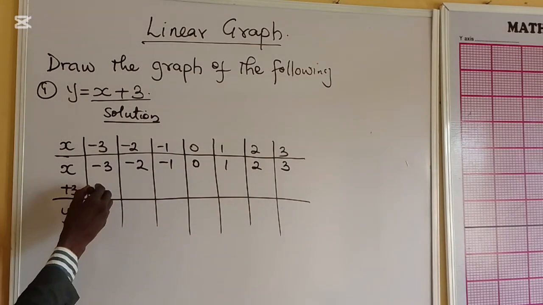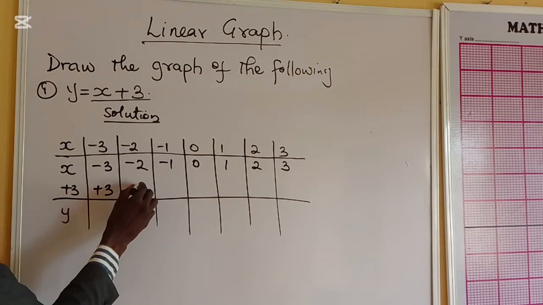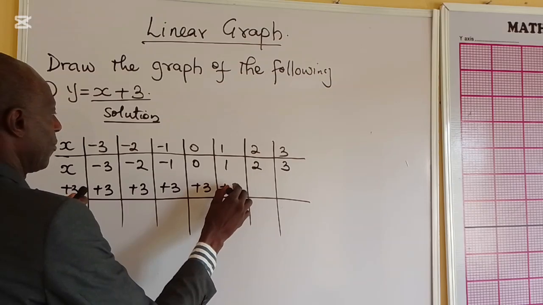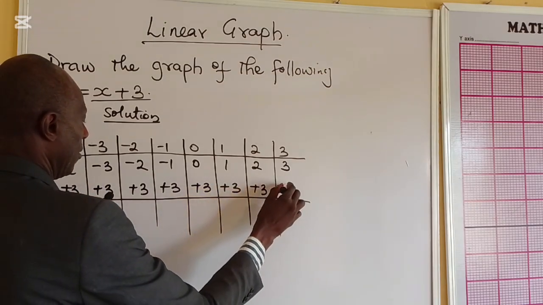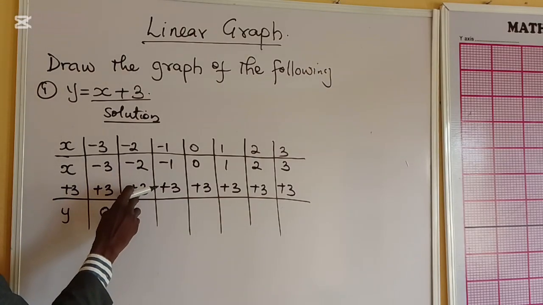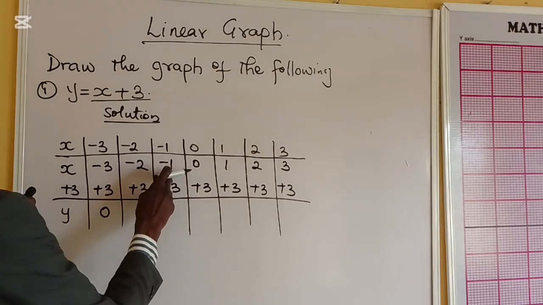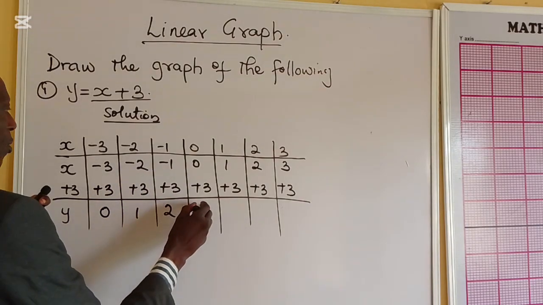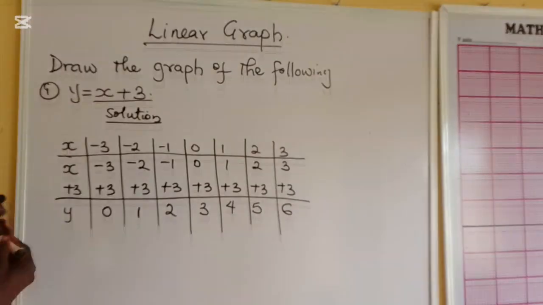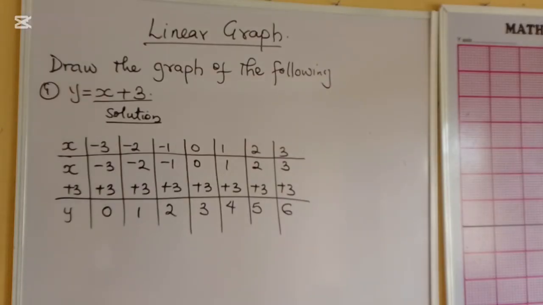Now, here is a constant number, which is plus 3. You add the constant number across: plus 3, plus 3, plus 3, plus 3. Minus 3 plus 3 is 0. Minus 2 plus 3 is 1. Minus 1 plus 3 is 2. Here will be 3, here will be 4, here will be 5, here will be 6. So it's 0, 1, 2, 3, 4, 5, 6. Okay, let's copy this down because I will use it to plot my graph now.